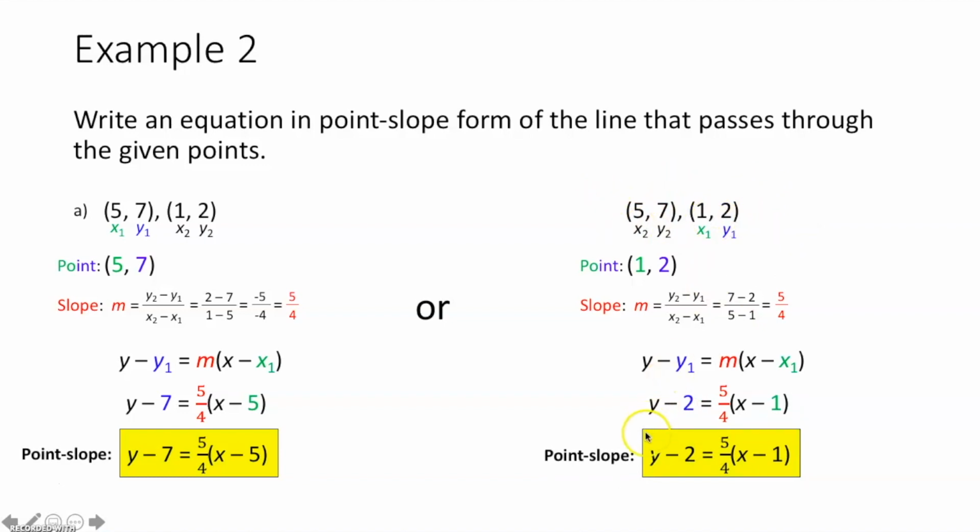Now here's the weird thing. These 2 equations look different, but they are the exact same line. If you were to graph these on a graph, they would be the exact same line. And if you were to simplify them down into slope-intercept form, they would be the exact same equation. And we'll show you that when we start converting from point slope form to slope-intercept.